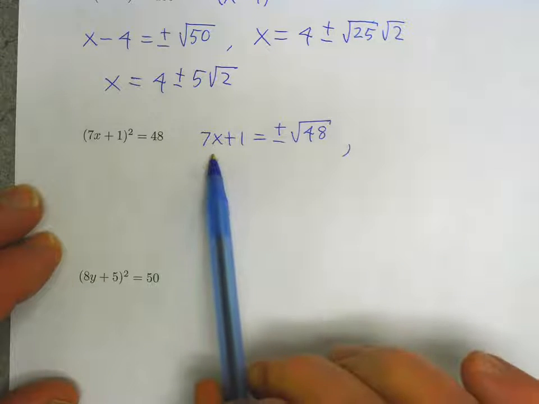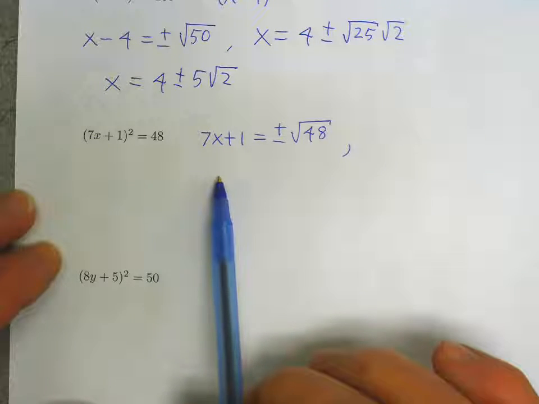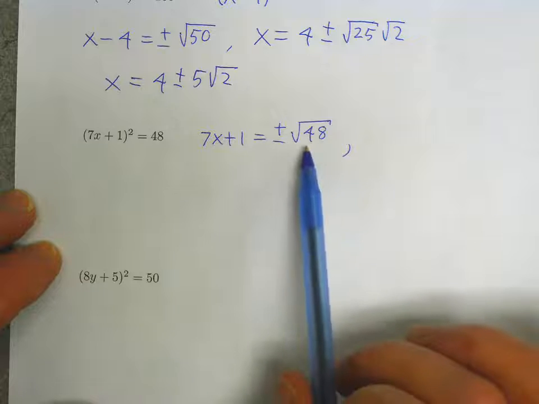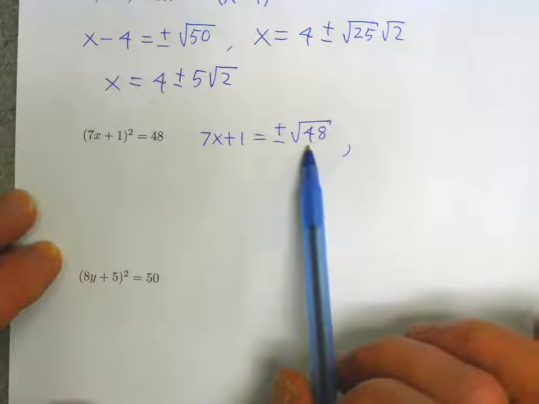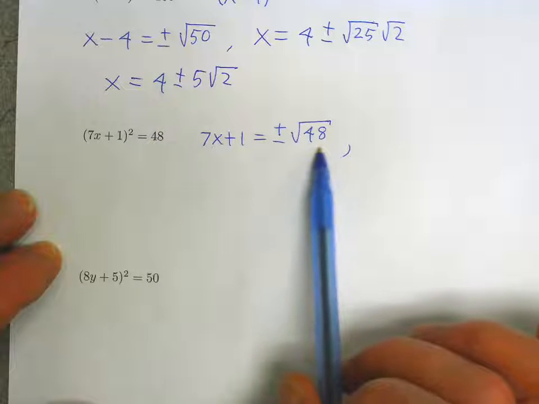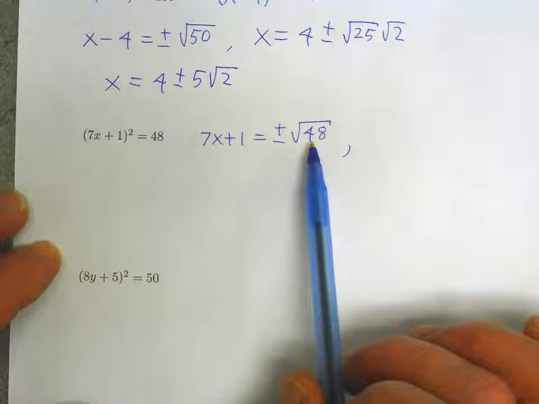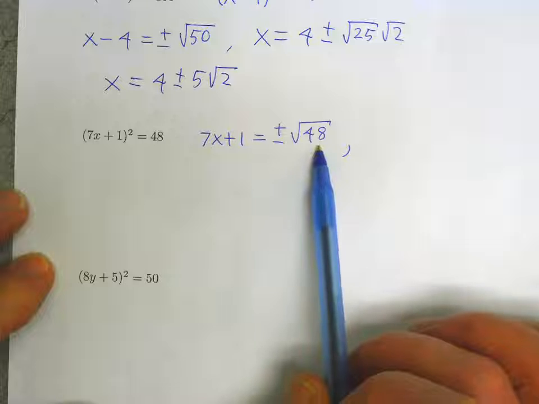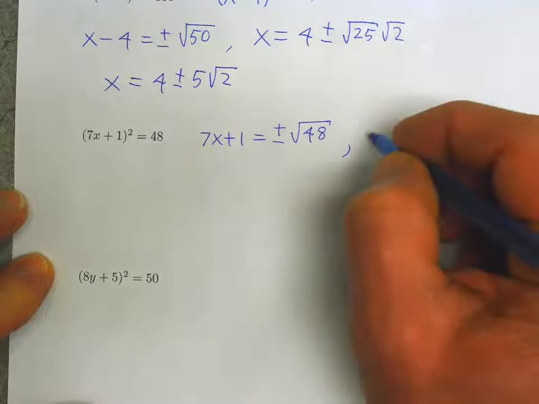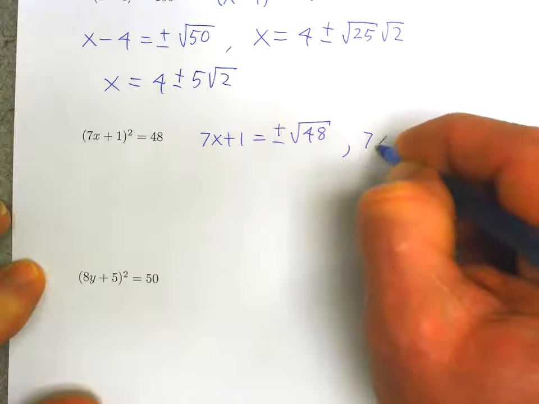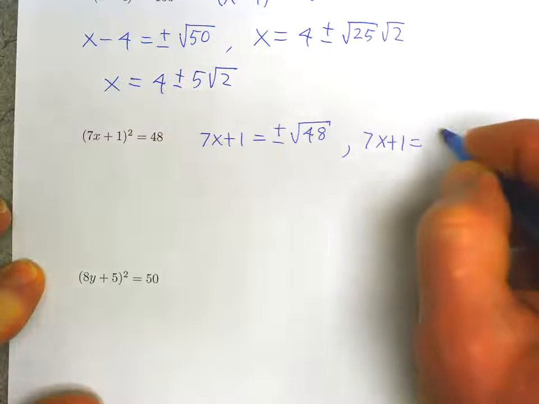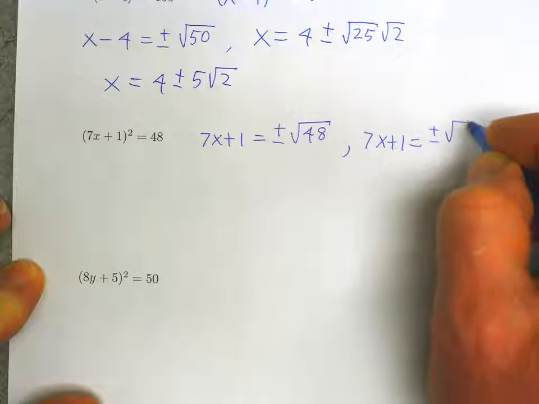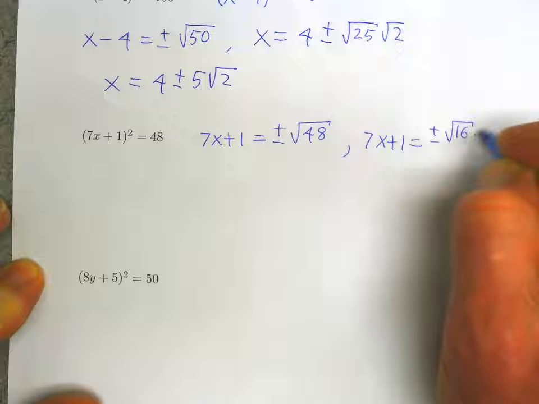Okay, so I'll write more detail than is absolutely necessary. We'll just simplify the square root of 48 as much as we can. The largest factor of 48 that's a perfect square is 16. 16 times 3 is 48. So in this next step, I'll just write 7x plus 1 equals positive and negative square root of 16 times the square root of 3.